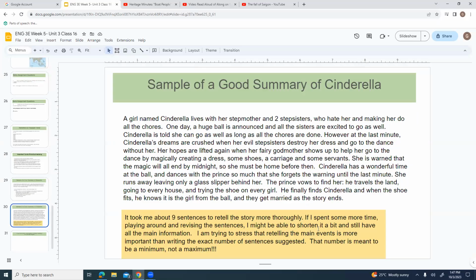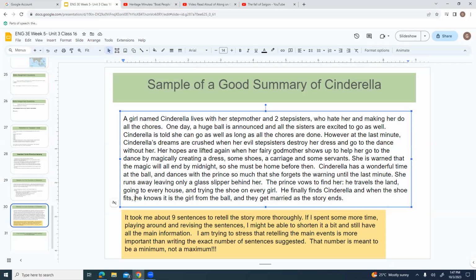Okay, so it took me about 9 sentences to retell the story more thoroughly. The last sentence probably needs a little bit of work. It's a bit too long, I think. Maybe I change this into a semicolon. Oh, maybe that would work. Anyways, if I spend a bit more time, I might actually be able to shorten this a bit more and still include all the main information.